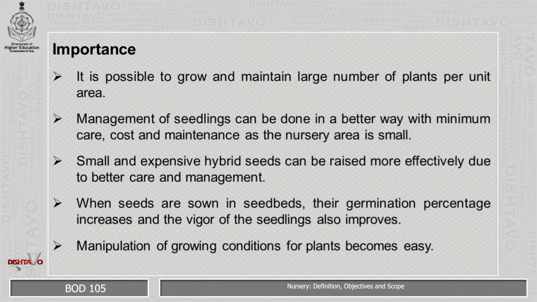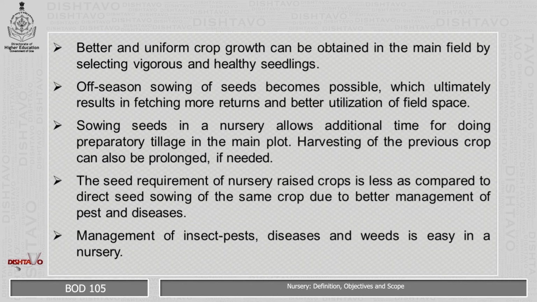Soil sterilization, for example, can be done to get rid of soil-borne fungal diseases, which will minimize the loss of seedlings and valuable planting material. Better and uniform crop growth can be achieved by practicing the nursery. And at the end of the growth of the plant, we can select only vigorous or healthy seedlings for planting in the field, which will give us better results.